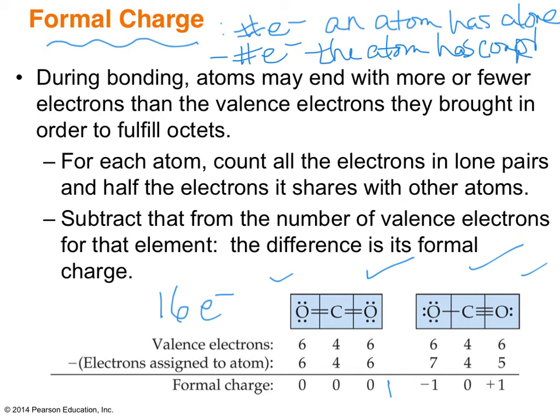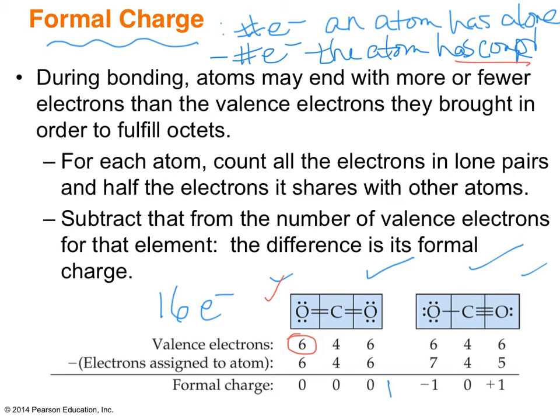Okay, so what am I talking about? Let's look at the structures for carbon dioxide. How many valence electrons does oxygen have when it's an atom on its own? Okay, it has 6 originally. It's in group 6A. Then how many electrons does oxygen have when it's in this compound?